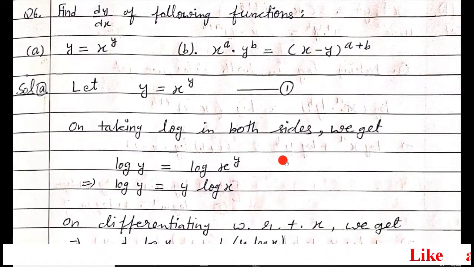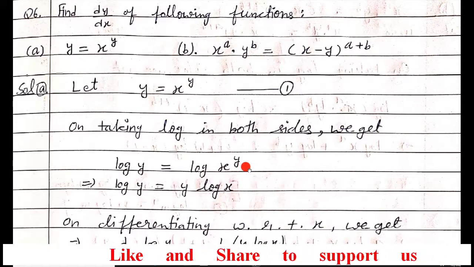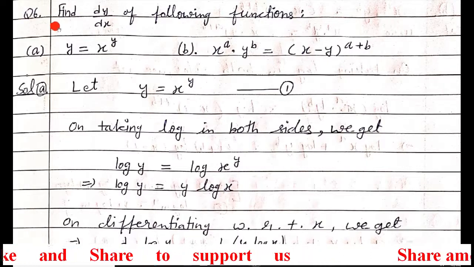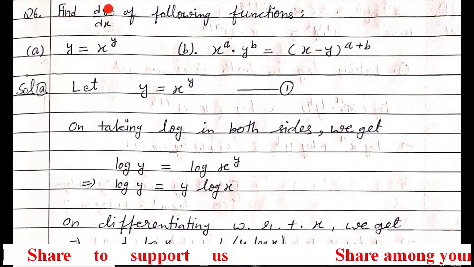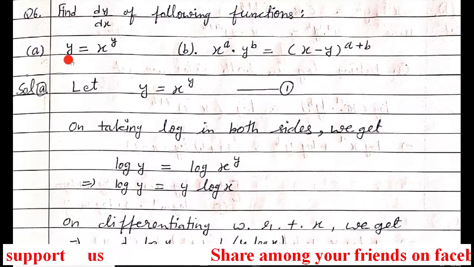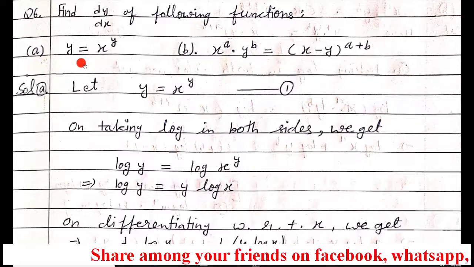Hello everyone, I am going to teach question number 6 and question number 7 from exercise 7.3 of class 12, and you know that the 7th chapter is based on differentiation. So we will start from question number 6. Find dy over dx of the following functions. Here we have two parts, part A and part B. So we will start with part A.